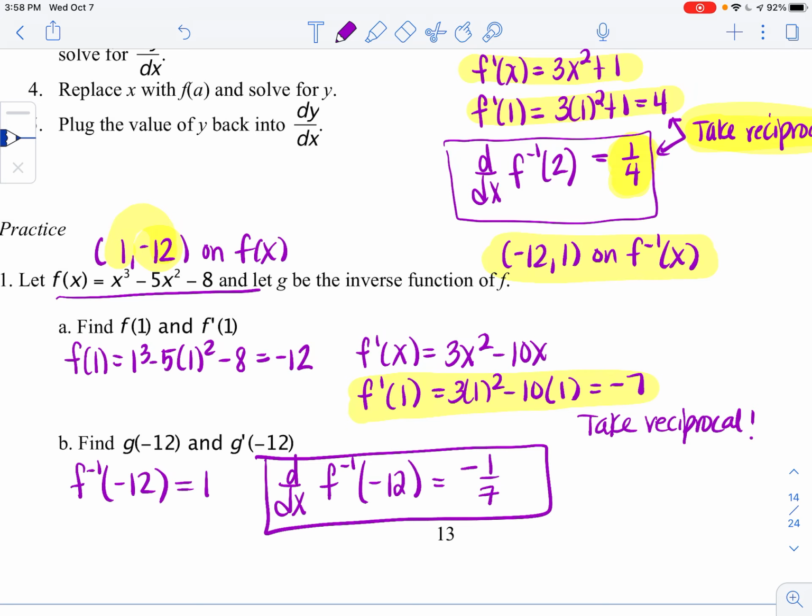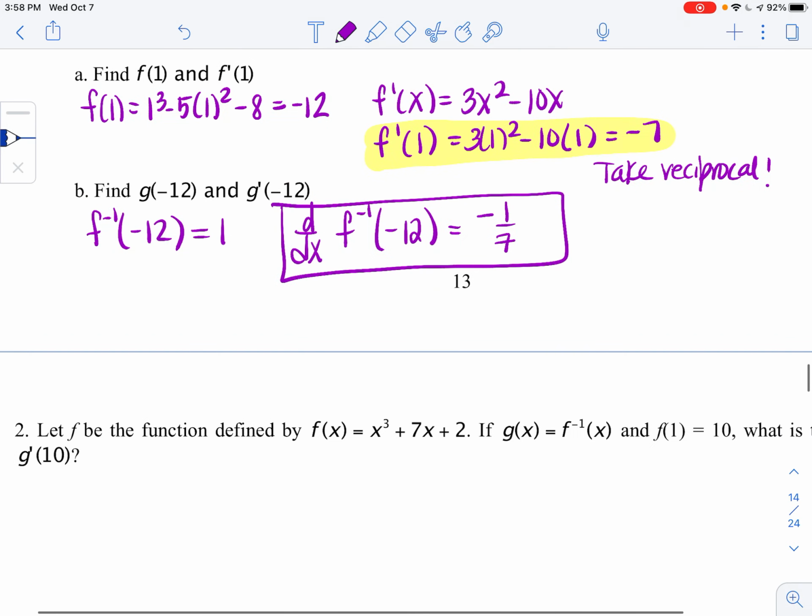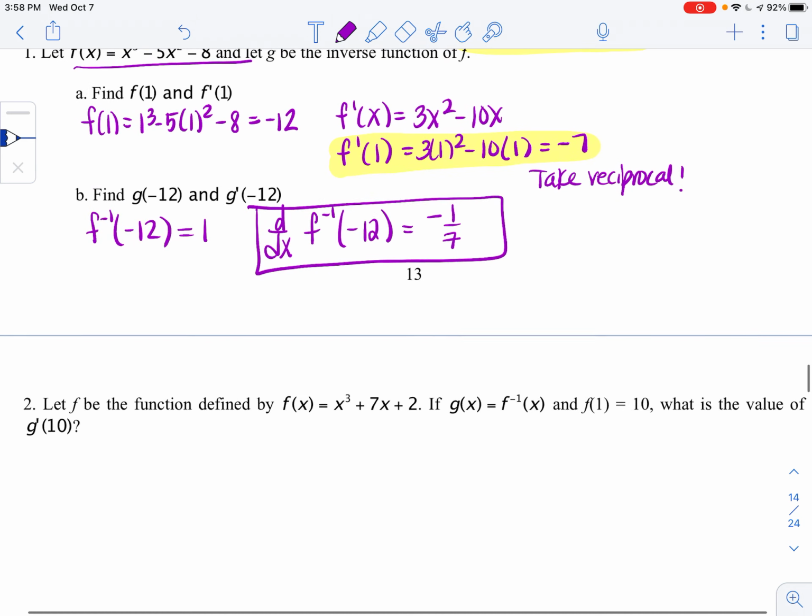Okay, so let's go on to another example. Let f be the function defined by f of x equals x cubed plus 7x plus 2.